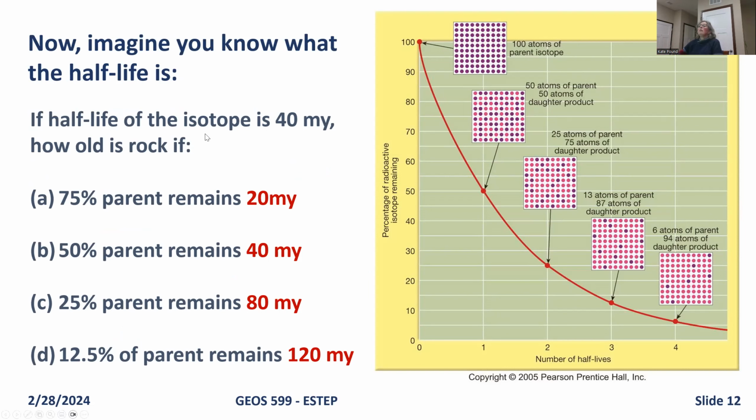So the half-life of the isotope is 40 million years. Now, we know that if 75% of the parent remains, we go right there, that is half a half-life. 1 half-life is 40 million years, so the answer there is 20 million years. And I think you can work through these other answers. Pause and figure it out if you can't do it straight away.